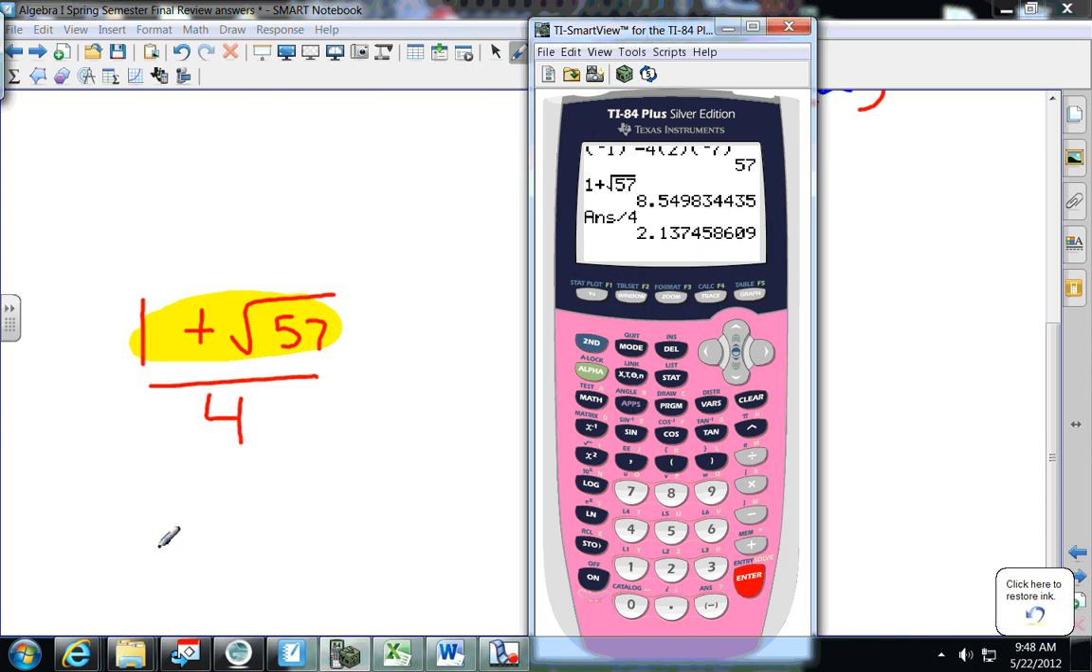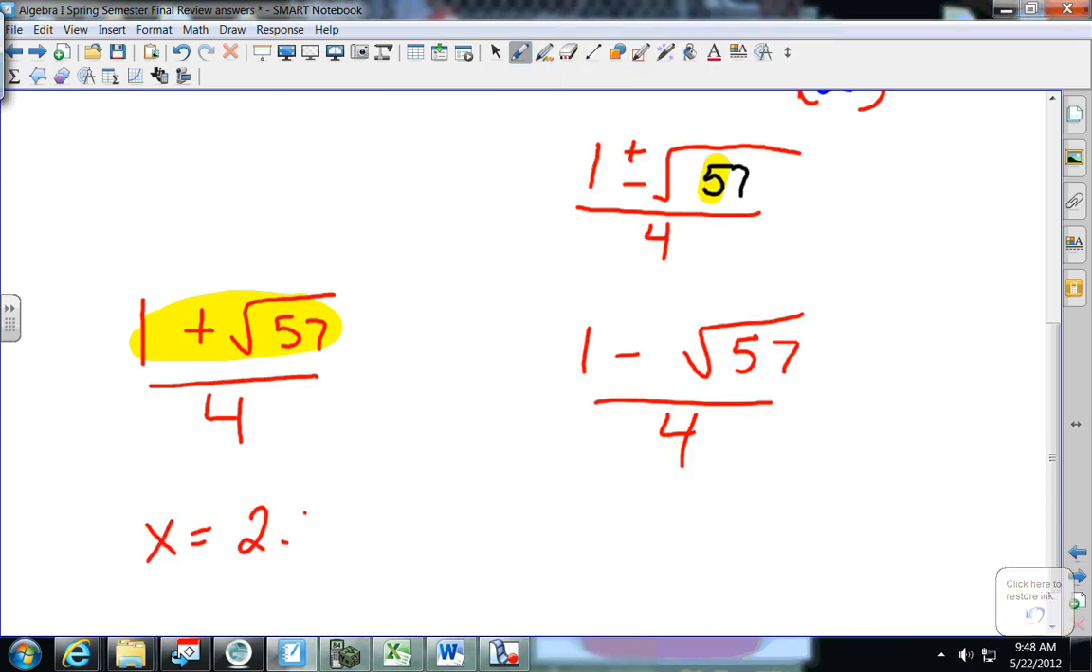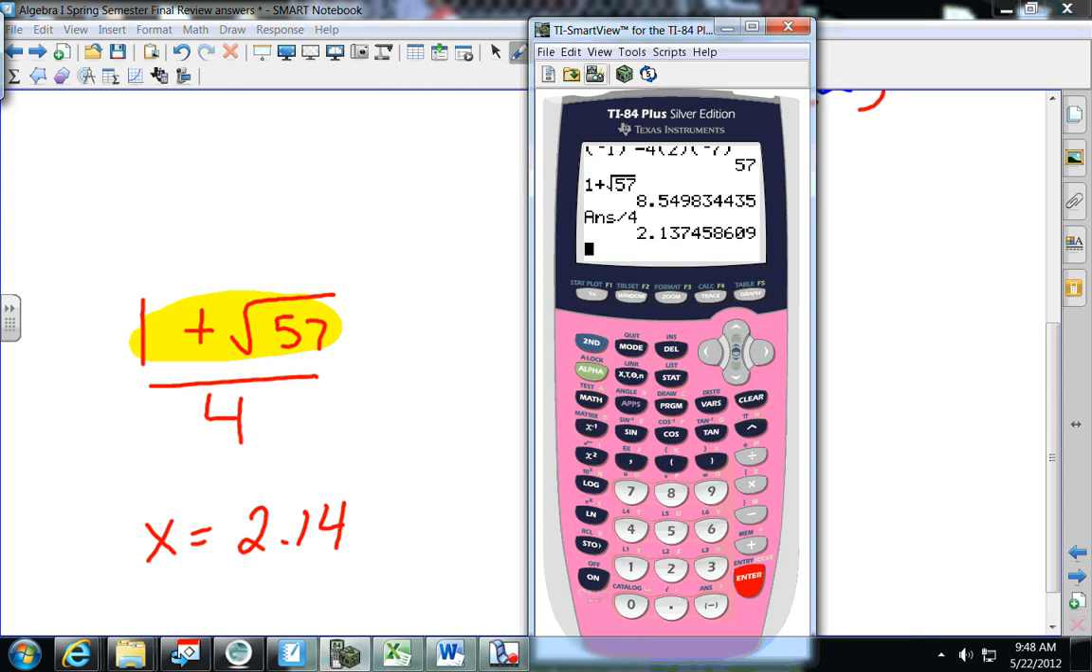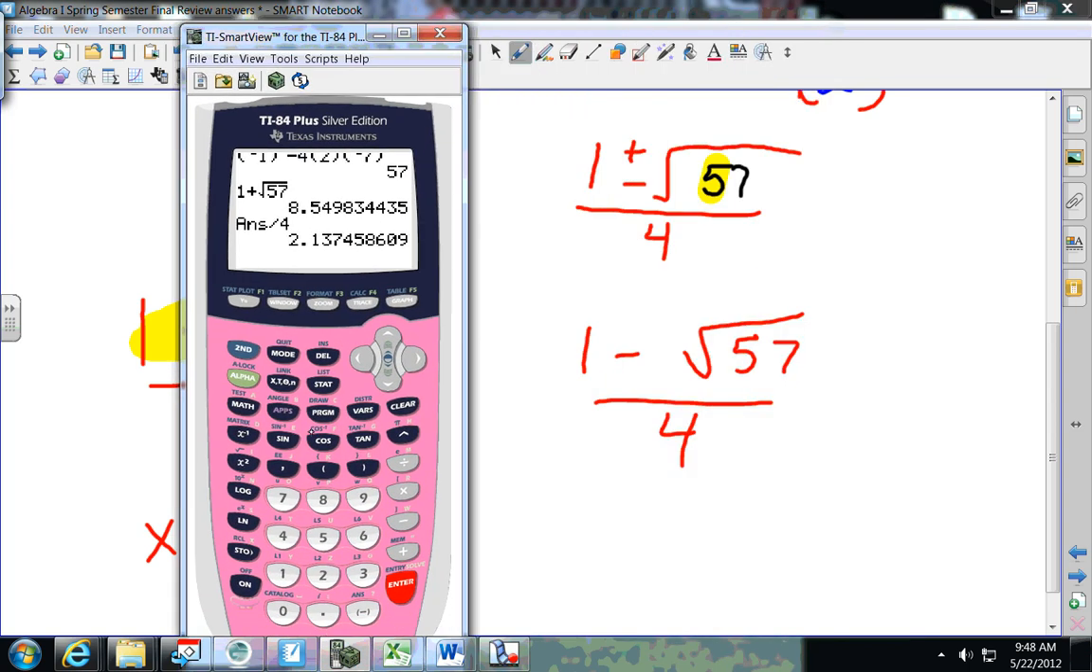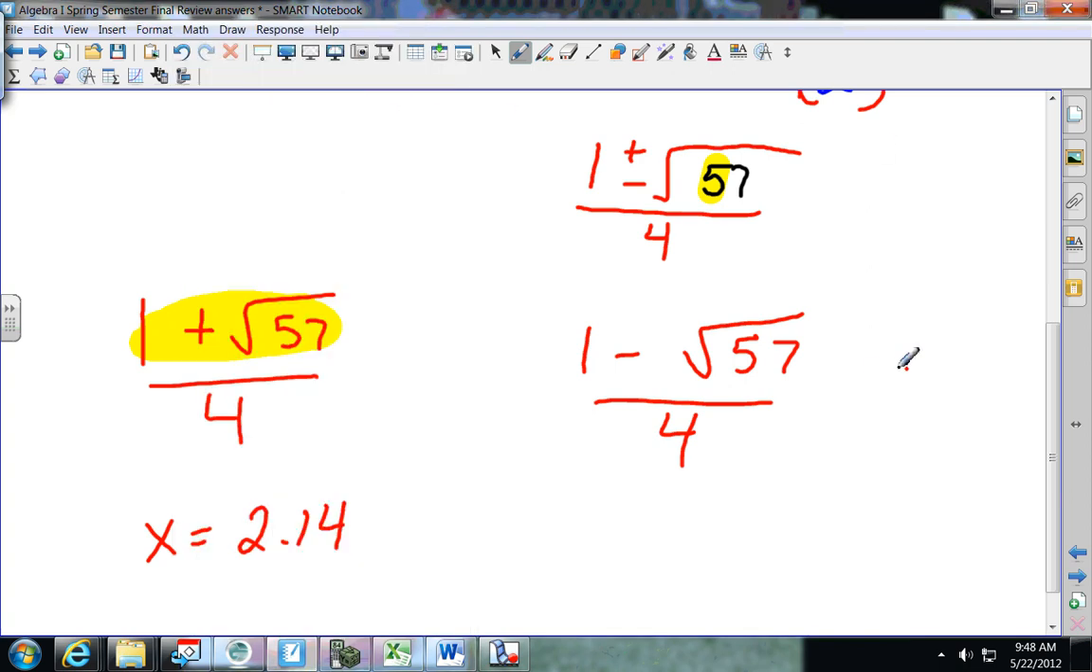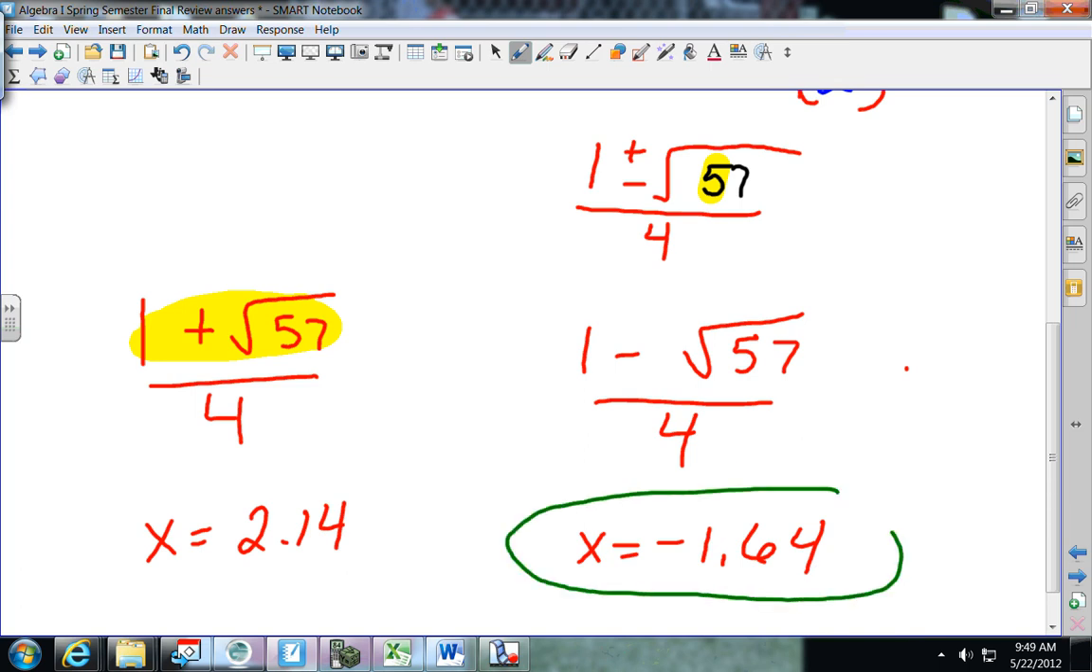The next one, I have 1 minus the square root of 57. Press enter. Divided by 4. And enter. Negative 1.64. So my other answer is x equals negative 1.64. Okay? Those are your two solutions. That's where they will cross the x-axis.